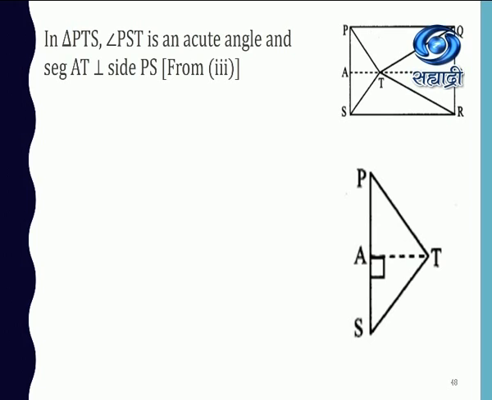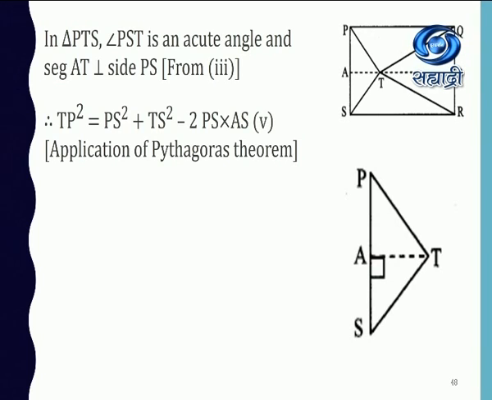Now if we consider the small triangle PTS, angle PST is an acute angle and AT is perpendicular to PS. So we can use the application of Pythagoras theorem for an acute angle, and we get TP square is equal to PS square plus TS square minus 2 PS into AS. This is the first equation we have got.